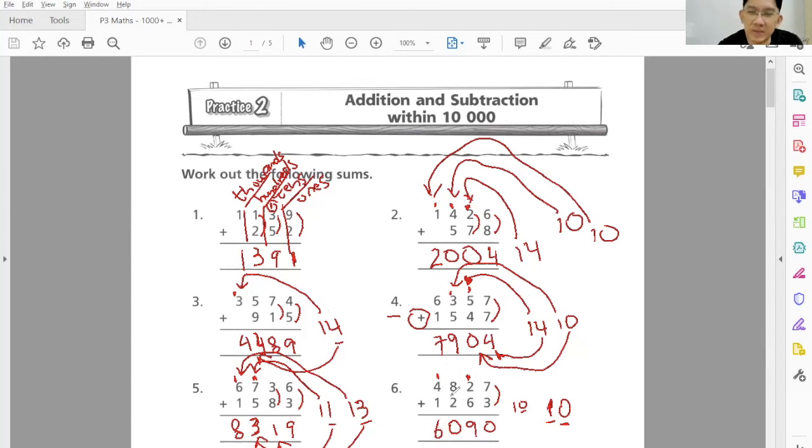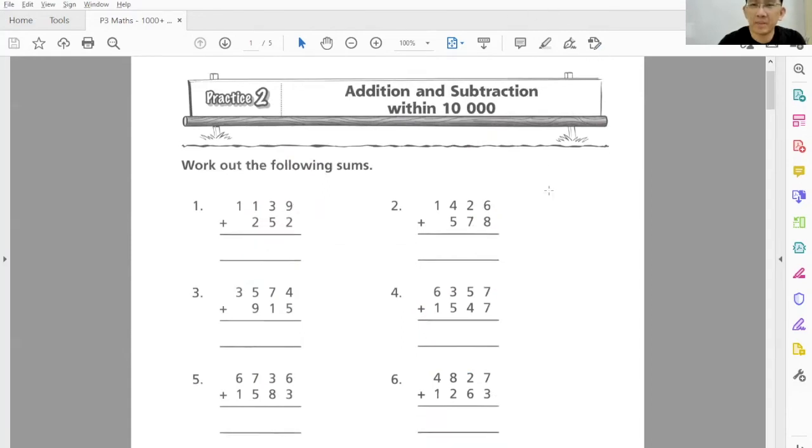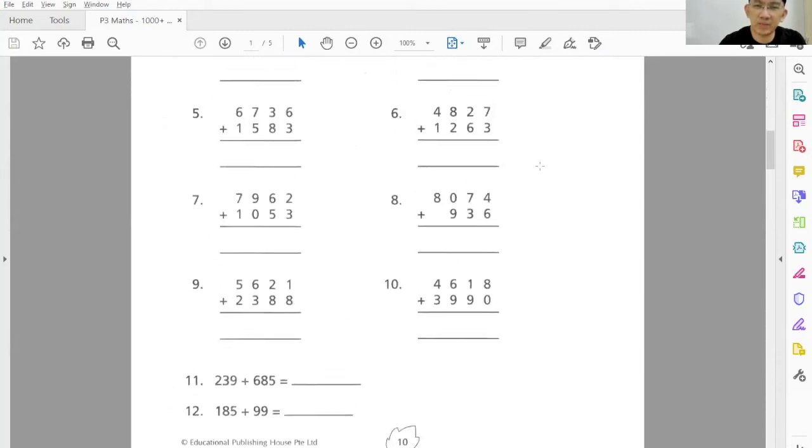So the answer to 4,827 plus 1,263 is 6,090. Okay. All right. I'm just going to clear the screen now. If you need to go back, you can go back to the earlier questions. I'm going to scroll this page up so you can see from number 7 onwards.